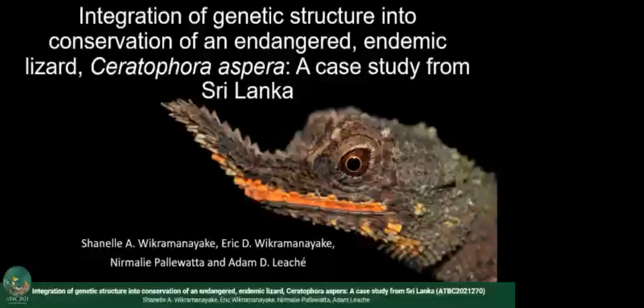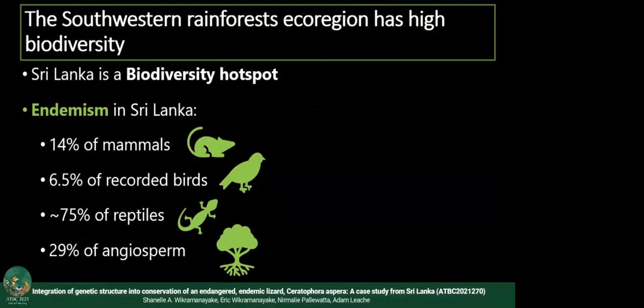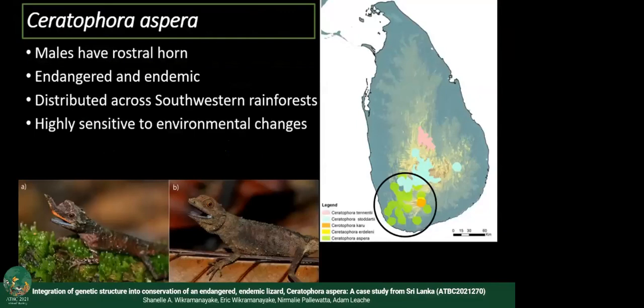Good morning, everyone. I'll be telling you about how we use genetic structure to inform conservation of a Sri Lankan lizard. Sri Lanka is a biodiversity hotspot, and much of this biodiversity and endemism is found in the southwestern rainforest ecoregion. This is especially true for reptiles, of which roughly 75% are endemic to Sri Lanka. One of these species is the rough-nosed horned lizard, whose range is depicted in green over here. They are characterized by a rostral horn in males, and they are also endemic and endangered and are highly sensitive to changes in their environment.